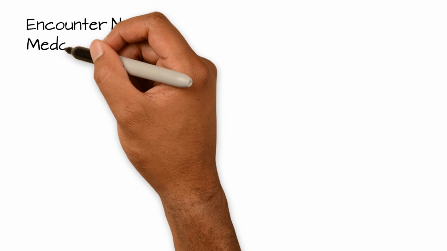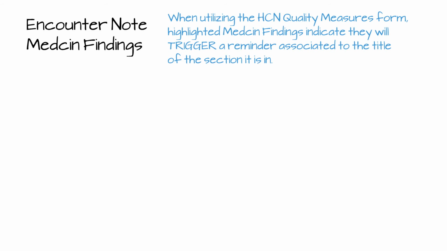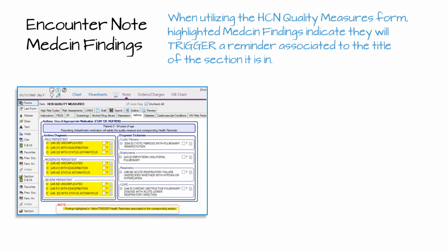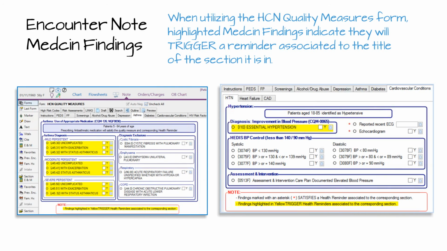In conclusion, properly documenting the encounter note will also trigger certain health reminders. The HCN Quality Measure Form has medicine findings highlighted in yellow, which serves as additional options necessary in order to trigger health reminders.